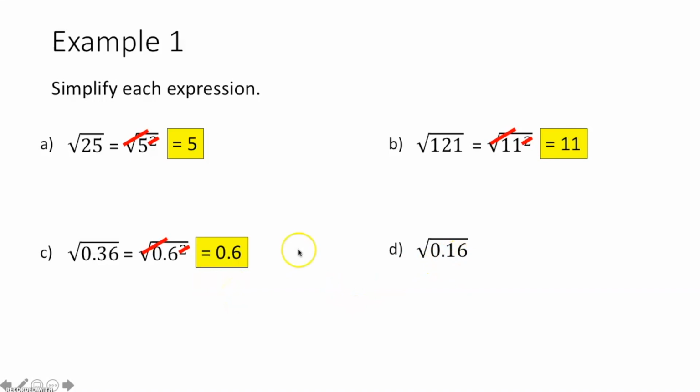Lastly, we have the square root of 0.16, so just like over here, think about just 16. What number multiplied by itself would equal 16? That's 4. So we're going to change 0.16 to 0.4 squared. Now the radical and the square cancel each other out.